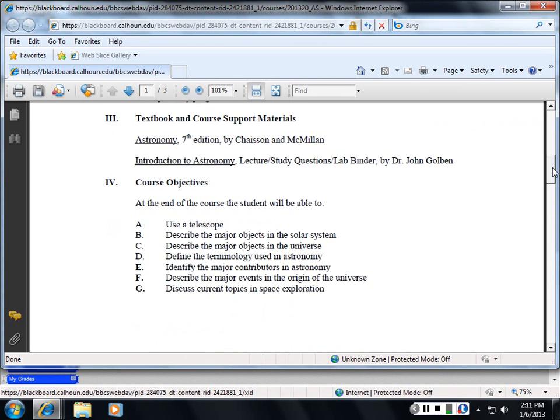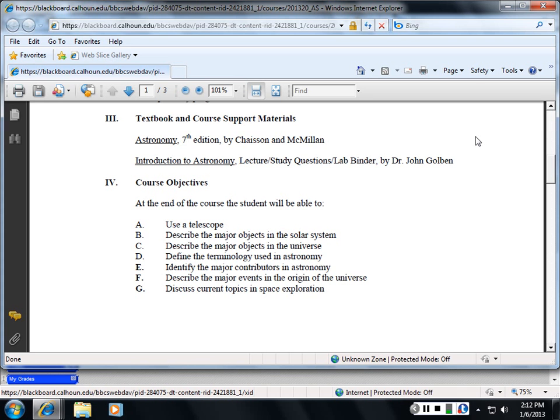The book for this course is the 7th edition of Astronomy, A Beginner's Guide to the Universe by Chaisson and McMillan. 7th edition looks like this. This book can be quite pricey. I believe it's anywhere from $150 to more than $200 for this paperback book. Just as adequate for this course is the 6th edition, which before this video I checked on Amazon.com, and you could get the 6th edition for about $80.